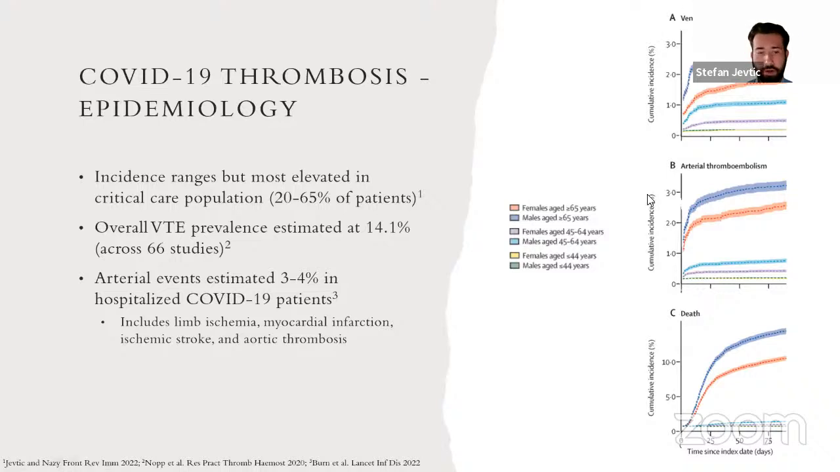And this is just a nice figure from a study in The Lancet looking at various databases in Europe. And this is from, I believe, a Spanish database of hospitalized patients. And what we see is that not only is there this increased incidence of VTE and arterial thrombosis, but it's very related to age. And so in males and females over 65, this represents the highest risk group for having such events. And of course, associated mortality with that.